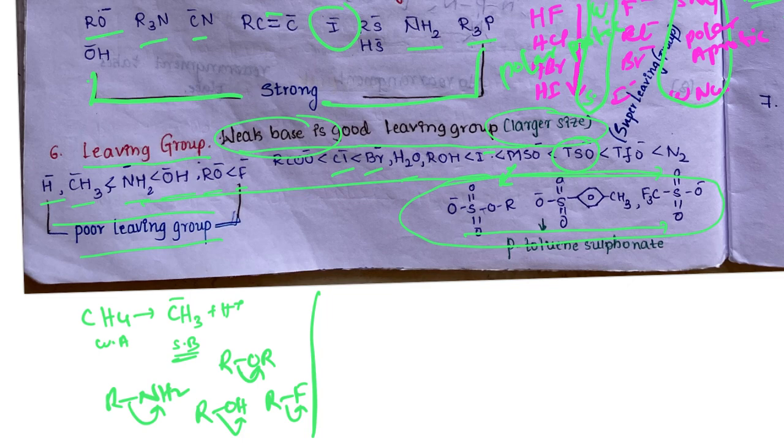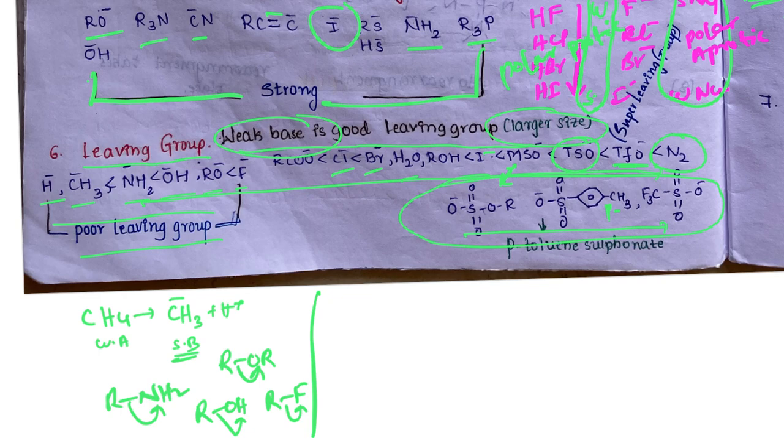What does TSO mean? It is paratoluene sulfonate. This is a sulfonate group, and this is the para position. Then there is paramethyl sulfonate. What does TFO mean? It is trifluoromethyl sulfonate. This is TFO minus. N2 is a very good leaving group among all.